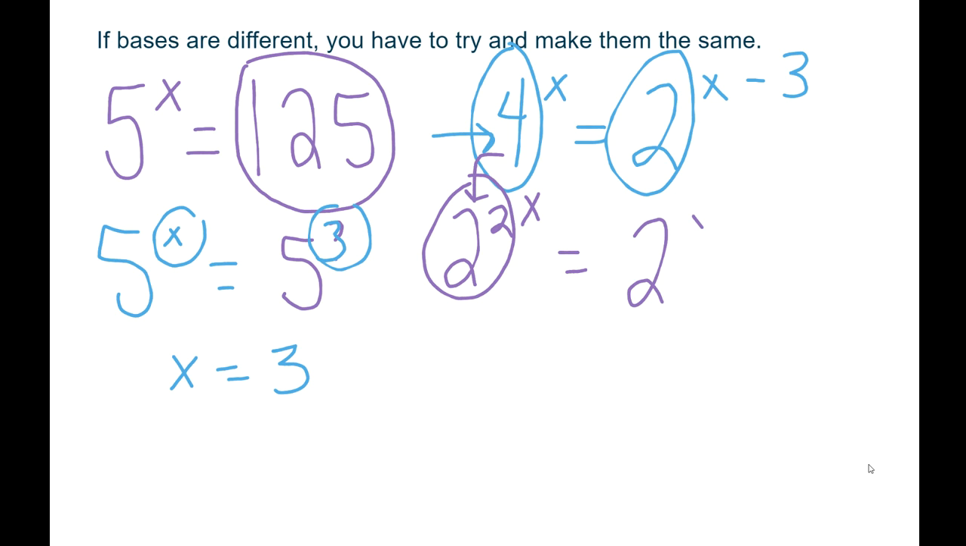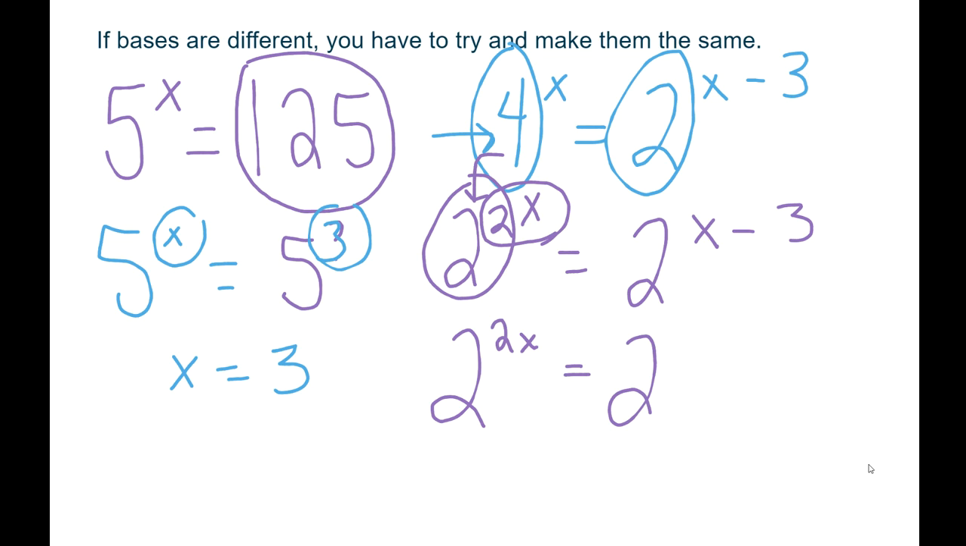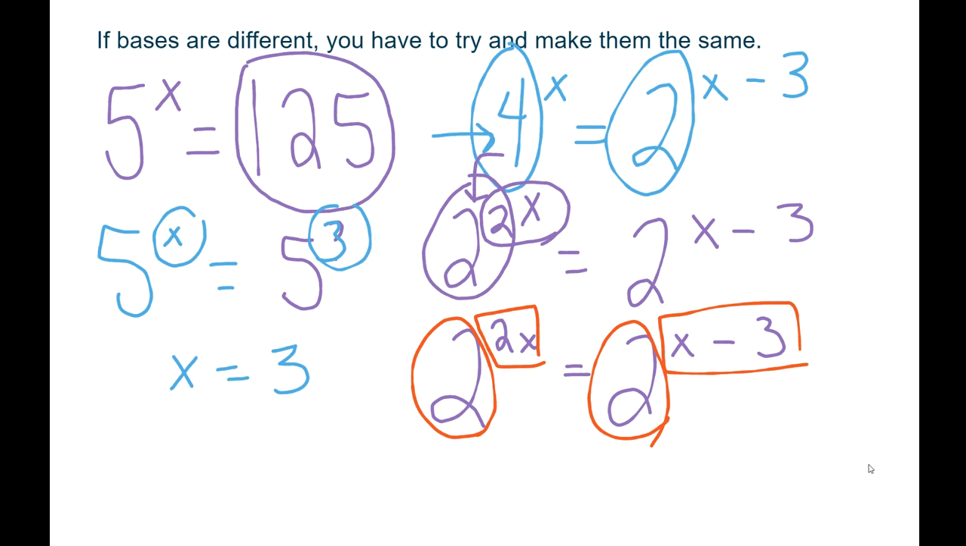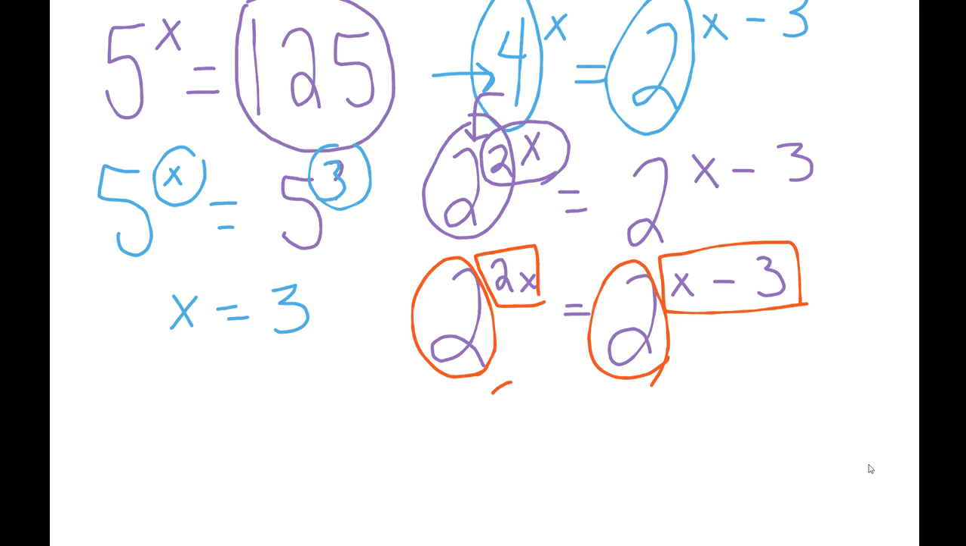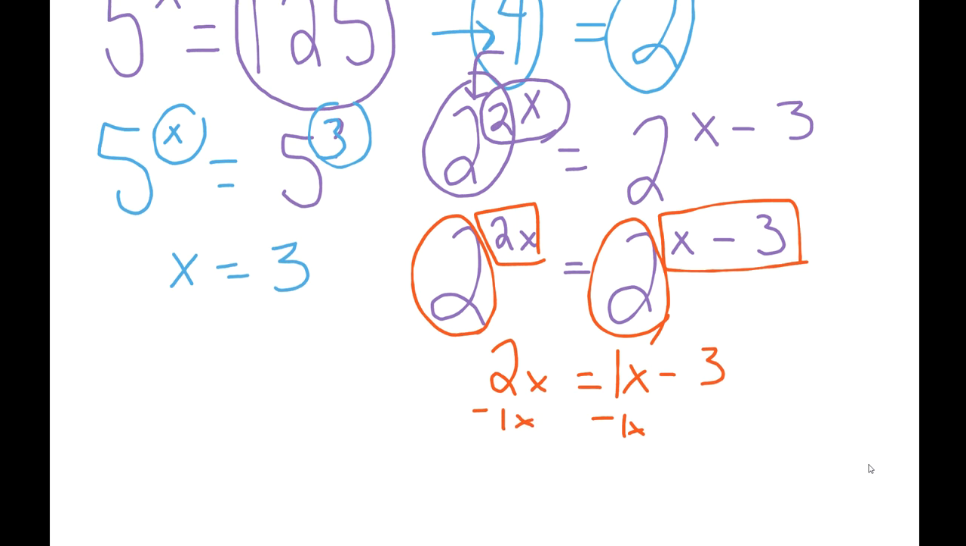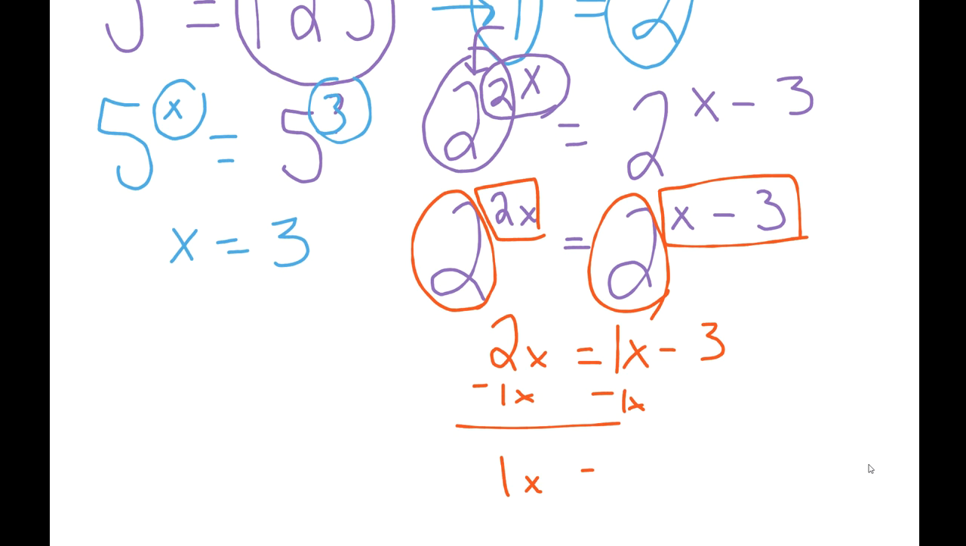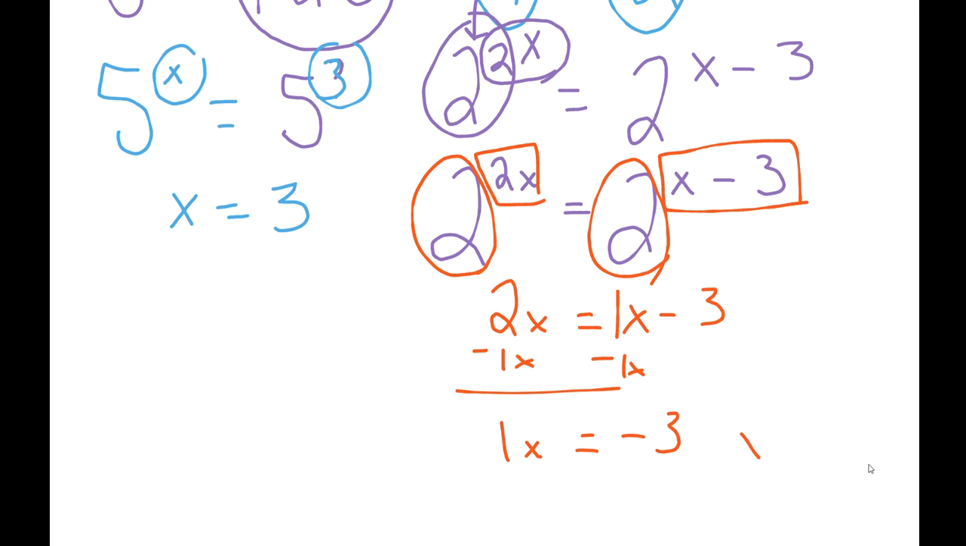Well, now we have the same bases. And now all I have to do is just distribute those. So I have 2 to the 2x equals 2 to the x minus 3. So again, same base, same base. So now set this equal to this. So I'll go ahead and solve this real quick, and then I'll do another one. x minus 3, I've got x's on both sides, so minus x, minus x. Looks like I've got 1x equals negative 3, so x has to be negative 3. So let's do one more of those kind.